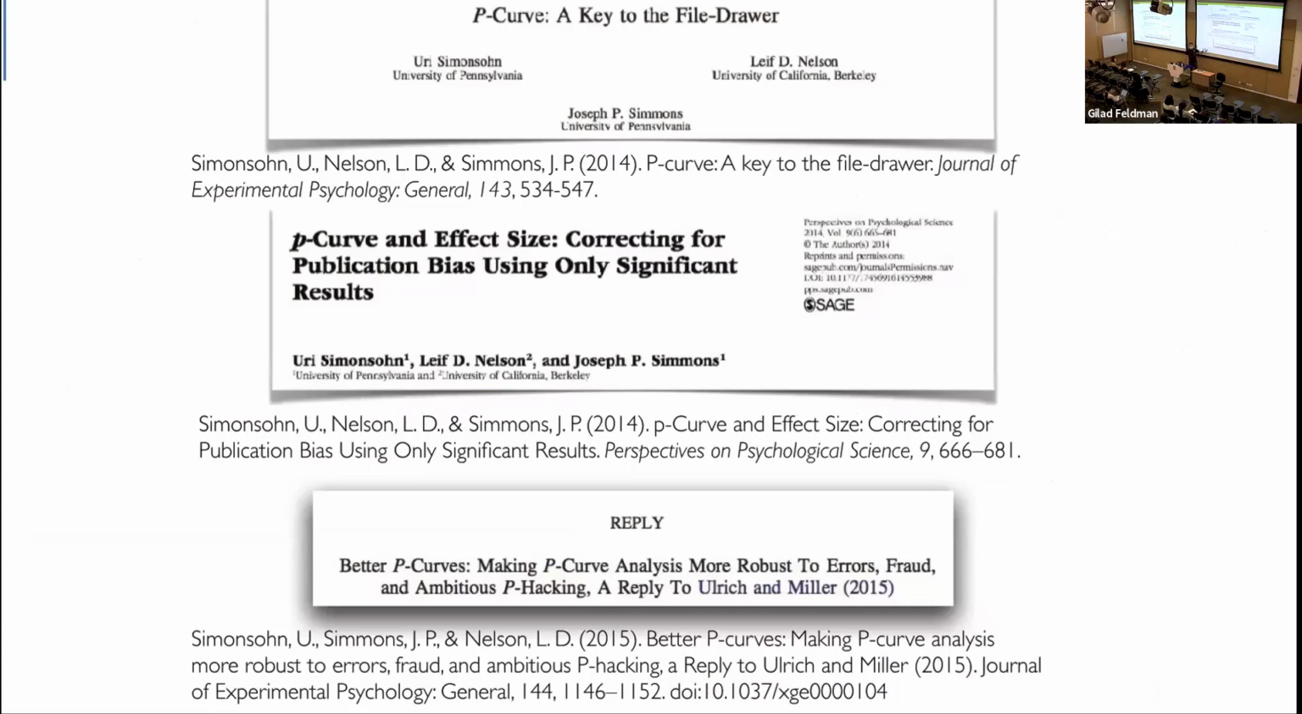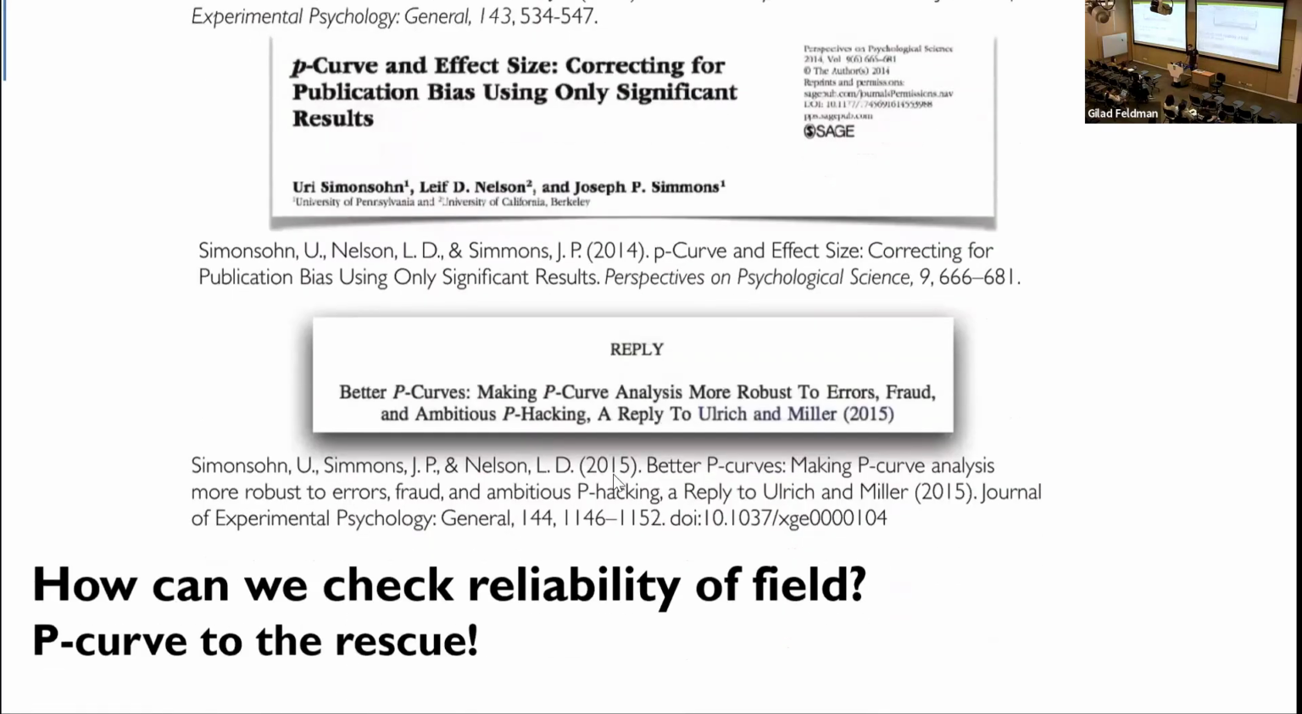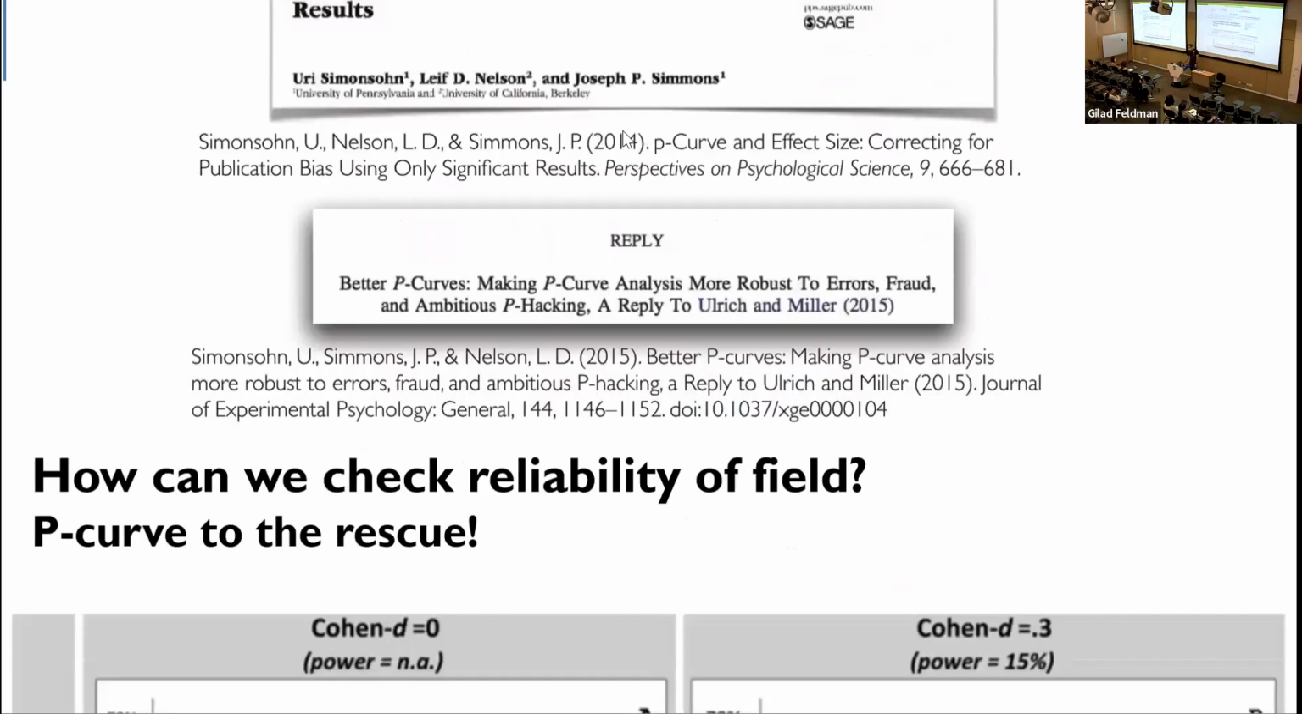Now we have a bunch of tools. Instead of saying, do you trust this? What's your intuition? Now we say, let's use the tools. So people came out, I showed you a simulation of the P-curve by this team. So Uri Simonsohn, Leif Nelson, and Joe Simmons.